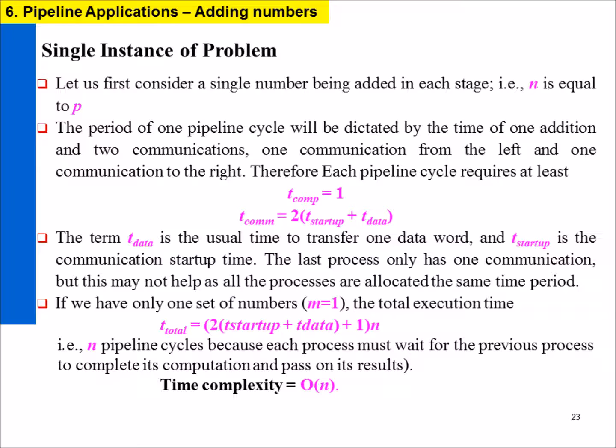So the term t_data is the usual time to transfer one data word, and t_startup is the communication startup time. The last process only has one communication, but this may not help because all the processes are allocated the same time period. So if we were to have only one set of numbers, m equals 1, then the total execution time, t_total, will be given by t_total equals (2 times (t_startup plus t_data) plus 1) times n. That means n pipeline cycles, because each process must wait for the preceding process to complete its computation and pass on its result. And you get O(n) as the time complexity.